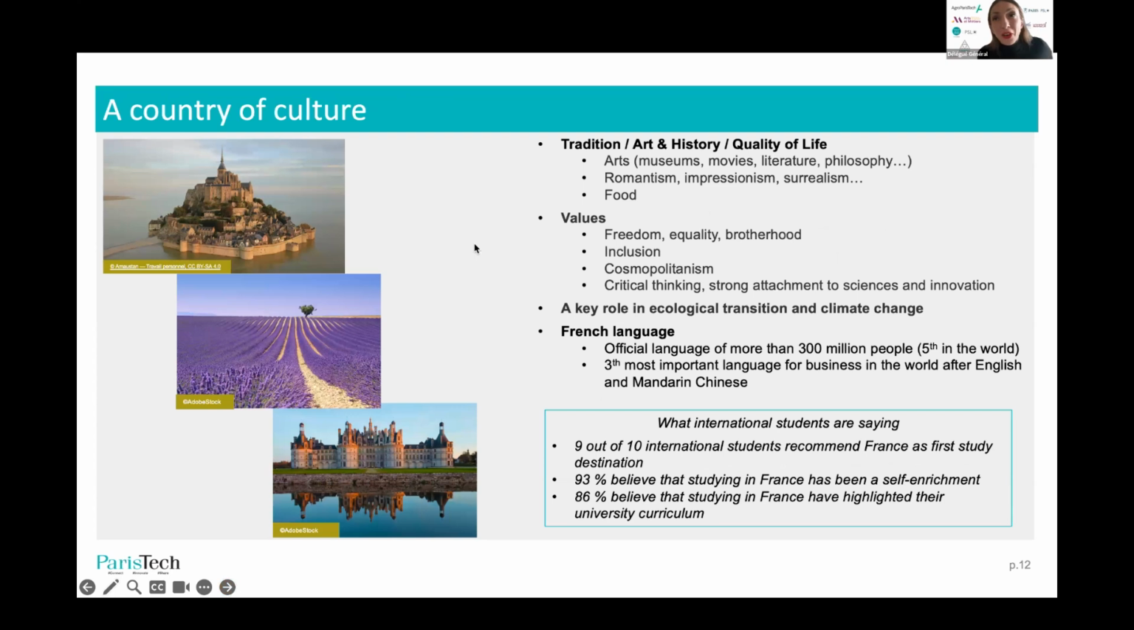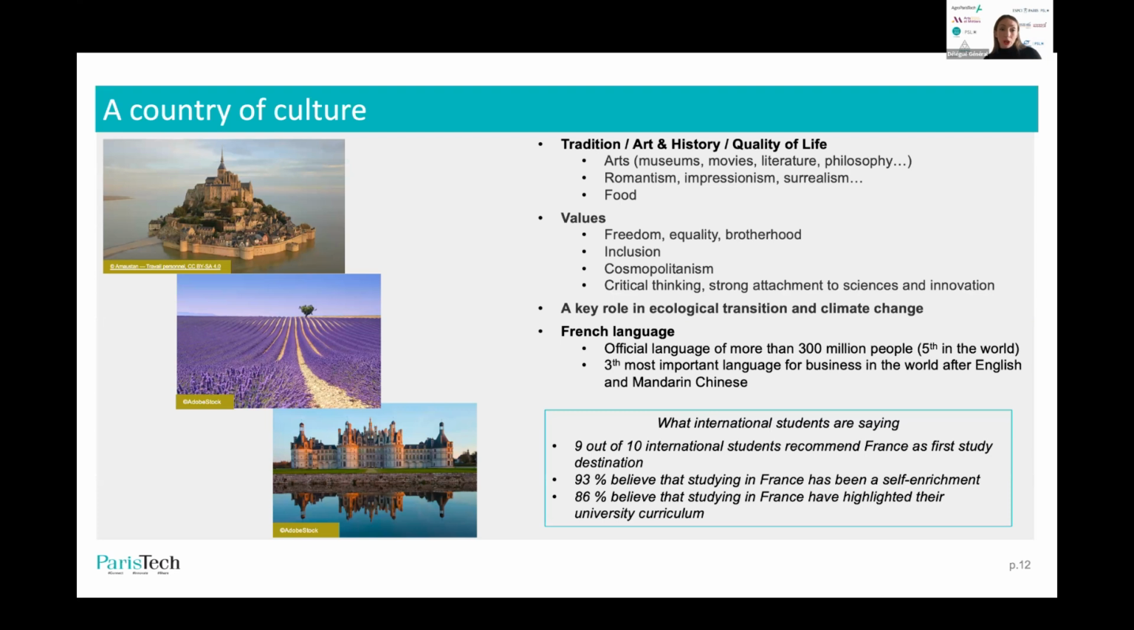Then, regarding something other than studying, because if you are coming here, you will also live in our country and benefit from it. I'm sure you know that we are an ancient country of culture. So there are a lot of traditions, a lot of art and history, and we are also proud of our quality of life. Regarding food, for instance, but also the simple fact of being in Paris and being able to work and evolve in such a beautiful environment with all the museums and buildings that we have.